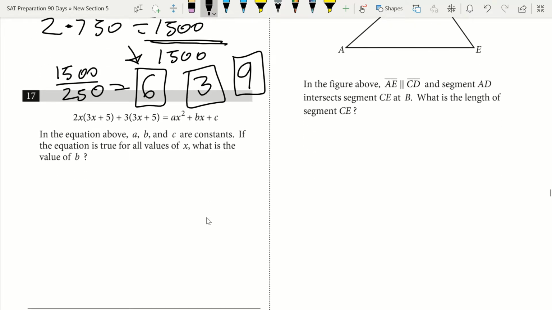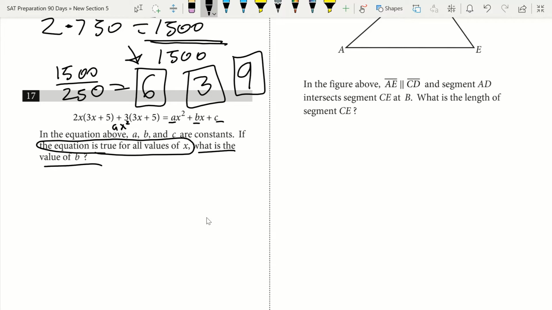All right, so for 17, we have in the equation above, A, B, and C are constants. If the equation is true for all values of X, one thing you should put in your notes here is that any time we're told an equation is true for all values of X, it means that those two expressions have to equal each other, okay? So my a value here would have to be whatever is in front of x squared on this side. Whatever is in front of x squared on this side is going to have to be the same as a. Same with b and same with c.